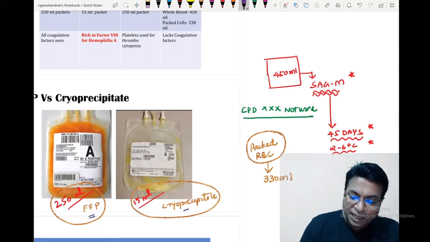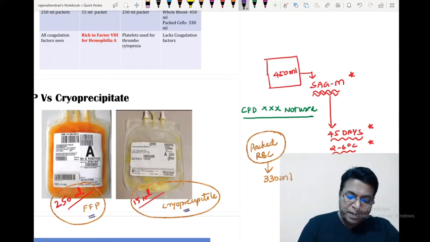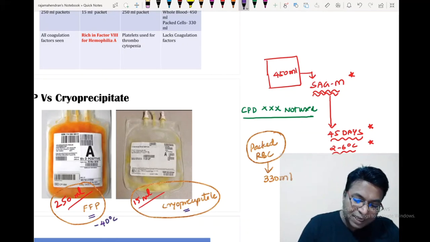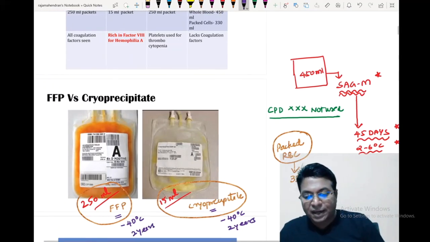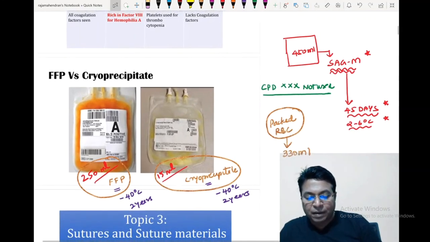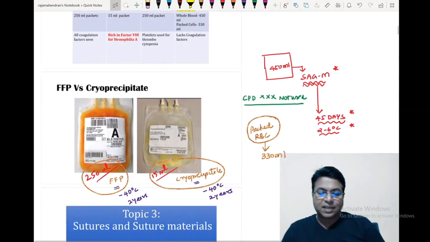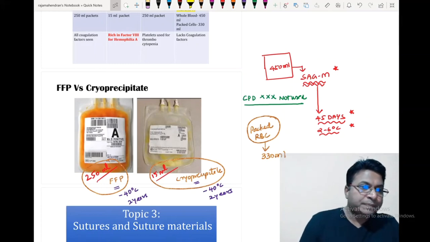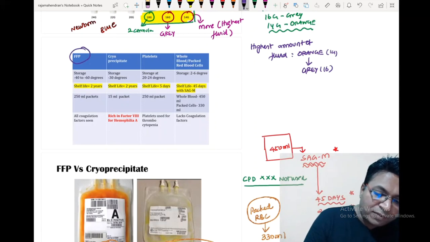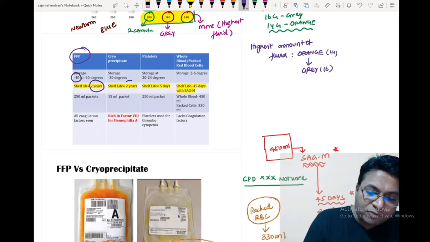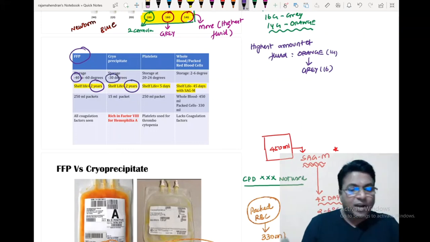Now the typical FMG exam question is: at what temperature will you store FFP and cryoprecipitate, and for how long? They are stored at minus 40 degrees centigrade for 2 years. Please remember, this is a very important point for your exams. FFP shelf life is 2 years at minus 40 degrees. Cryoprecipitate shelf life is 2 years at minus 30 to minus 40 degrees centigrade.